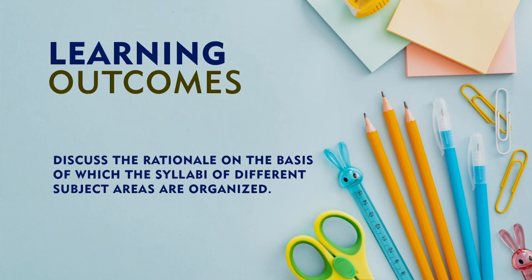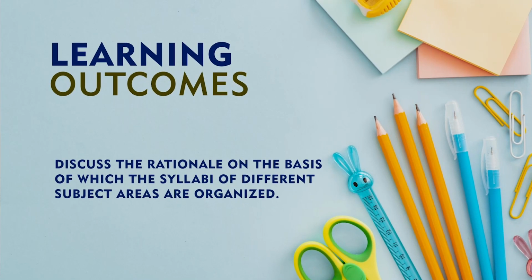The second learning outcome of today's video program is that you will be able to discuss the rationale on the basis of which the syllabi of different subject areas are organized. So first of all you will explain the curriculum framework for school education at different times. You will get a type of historical development, what are the different curriculum frameworks that have been established in our country, and further the rationale on the basis of which the syllabi of different subject areas are organized. I am sure that after going through this video program and the e-text of this module, you will be able to attain these 2 learning outcomes.